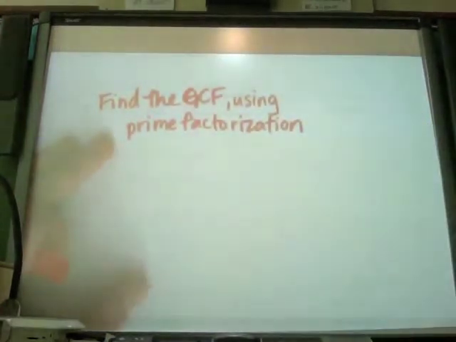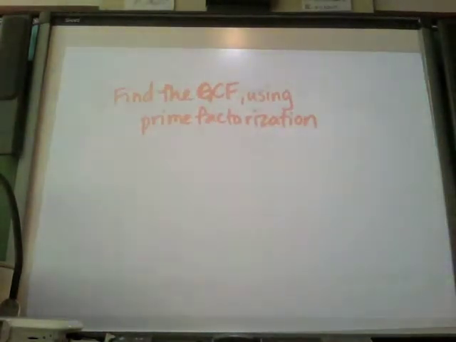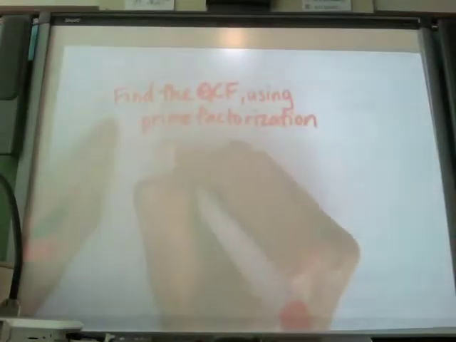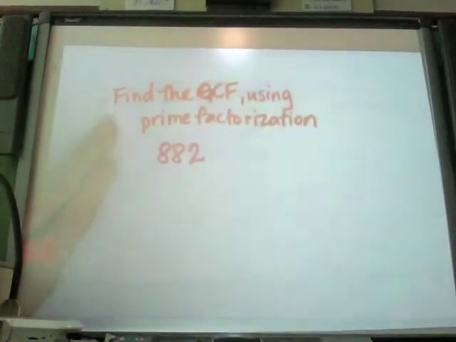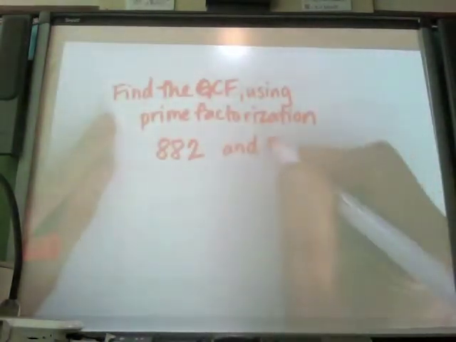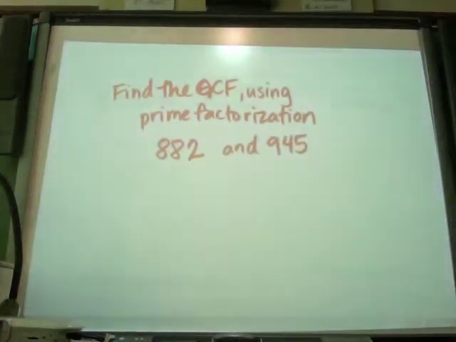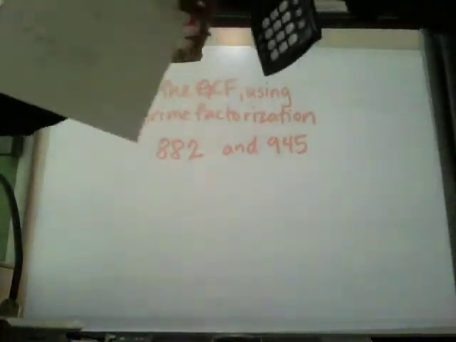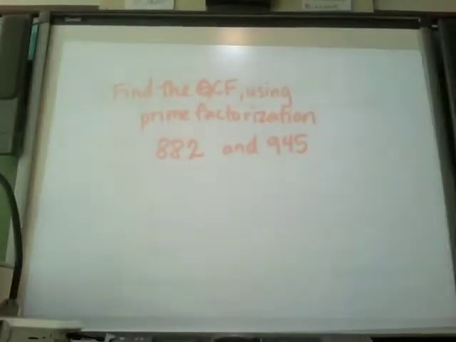To find the greatest common factor, you could list all the factors of the numbers and then find the biggest one that's in both lists. But you're not going to want to do that if they're big numbers. For example, if I said, find the greatest common factor of 882 and 945, anybody want to spend their time listing every single factor of all those numbers? I hope not, because it's going to be a lot of them.